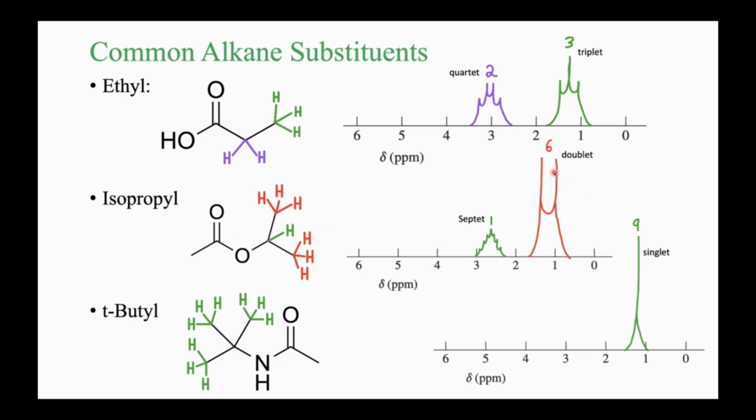An isopropyl group will have this 6 hydrogen doublet and then a 1 hydrogen septet, because this 1 hydrogen is next to 6 of the red. So 6 + 1 is 7. And then lastly, if you ever see a 9 hydrogen singlet, that is a T-butyl group. That's because this bond freely rotates, so all these are the same, they're chemically equivalent carbons, and so they're chemically equivalent hydrogens as well.